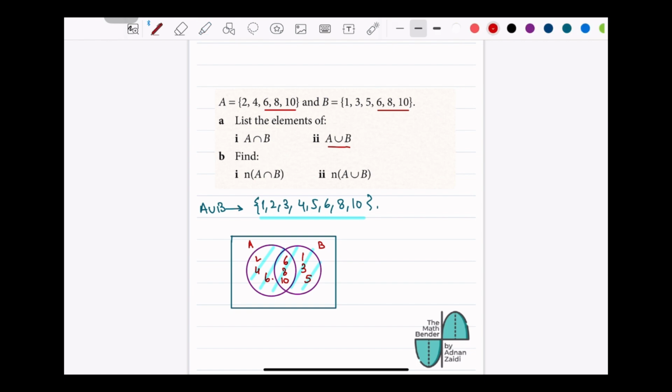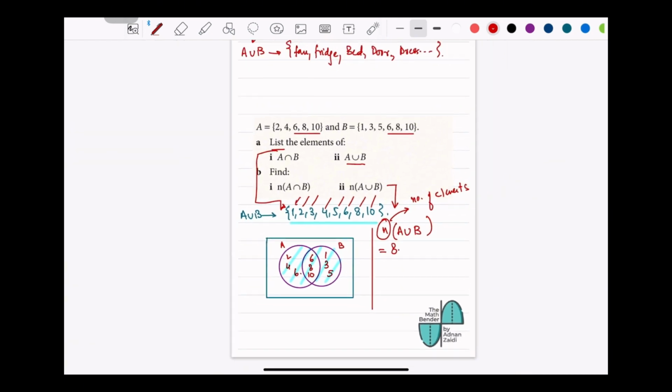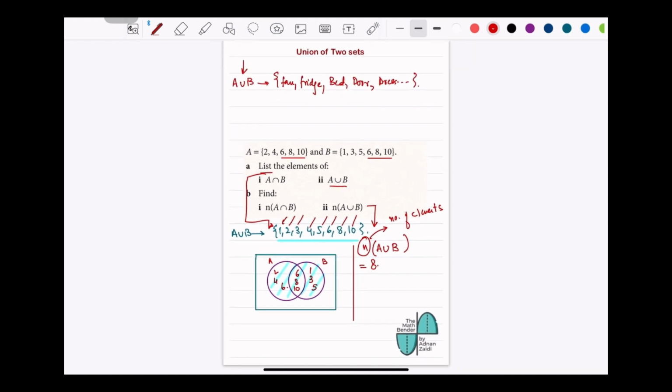Next thing, when we write a question like n(A union B), this n means the number of elements. They're not asking you to list down the elements. Listing means what you just did here. Number of elements means you just have to write down how many elements there are. So 1, 2, 3, 4, 5, 6, 7, 8. The answer to this one is 8. I hope I've made myself clear about union.